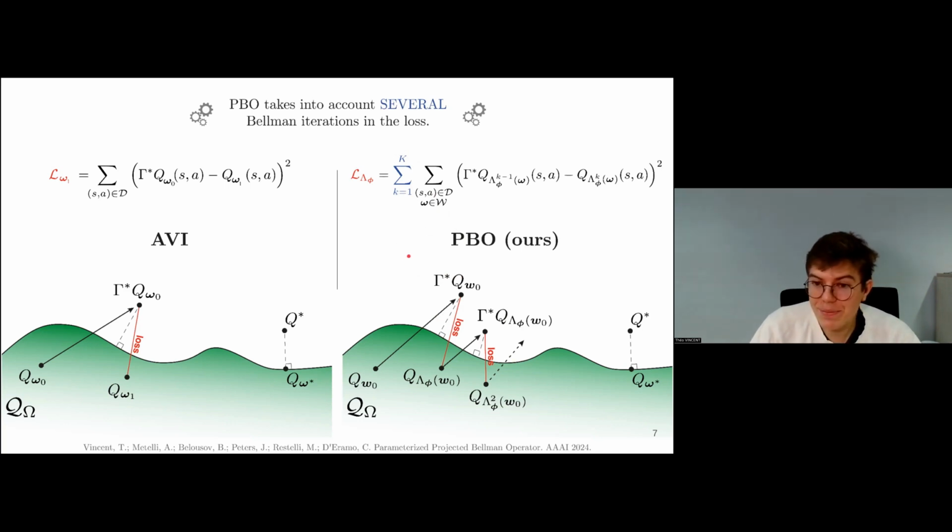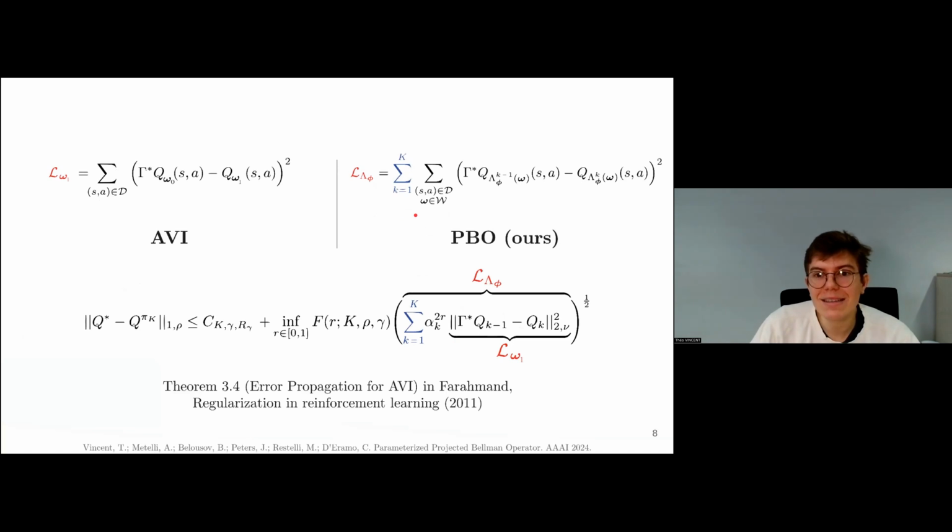So the second key aspect of PBO is that it takes into account in the loss several Bellman iterations. And this is very interesting because it is linked with the theorem on error propagation for AVI developed by Paramount in his PhD thesis. In this theorem, we can see that the distance between the optimal Q function and the Q function at stage k is upper bounded by a complex term.